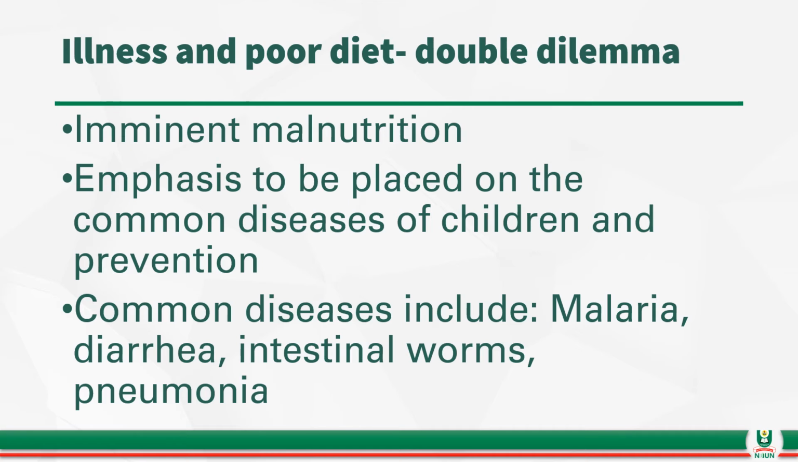Now, a child that is ill and not having an adequate diet is a double dilemma for such a child, the parents, the society and the population as well. Such a child is faced with imminent malnutrition. So emphasis should be placed on the common diseases of children and how to prevent them. Common diseases like malaria, diarrhea, intestinal worms, and pneumonia expose children to illness and could make them deplete the nutrients they have in their body, especially when they're not feeding well, and that could pose even more danger for such a child.